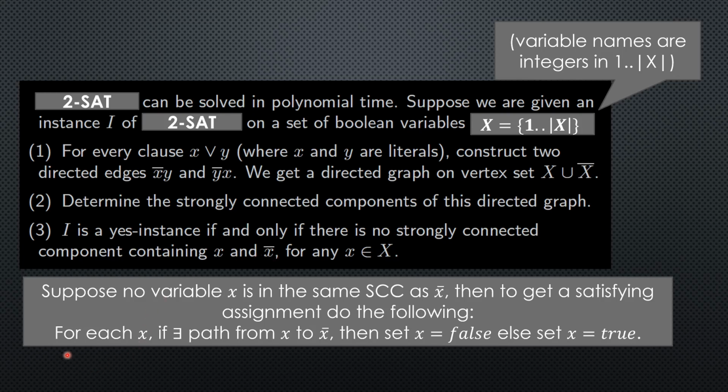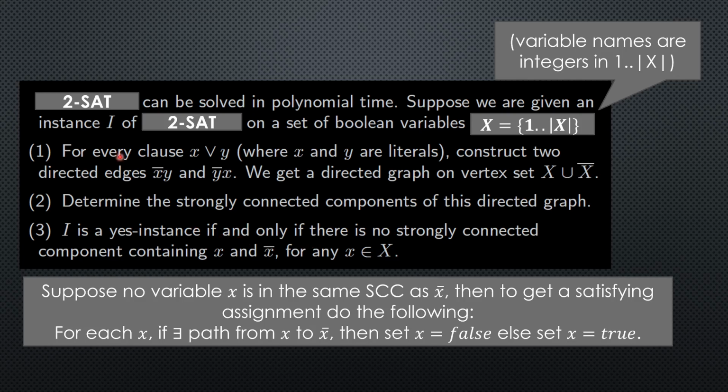Well, you can do the following. For each x, we want to figure out what the value of x should be, true or false. If there exists a path from x to not x, then that means if x is true, then x has to be false. That's a contradiction. So we can't set x to true. So x has to be set to false. Otherwise, if there's no such path, that's fine. We can set x to true. And we can only do this if there exists a satisfying assignment, which is true if and only if there's no variable that's in a strongly connected component with its negation.